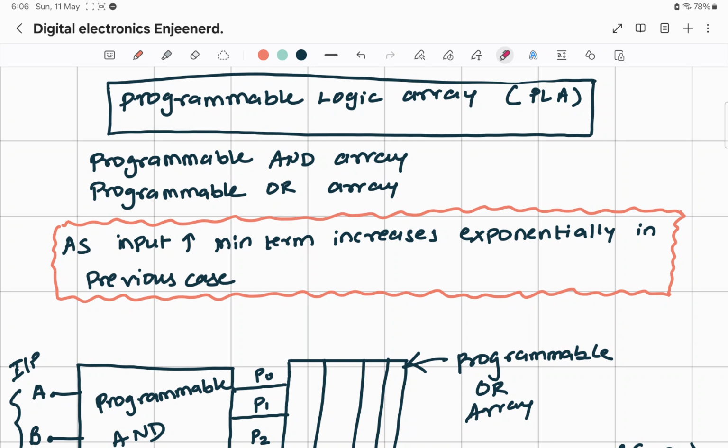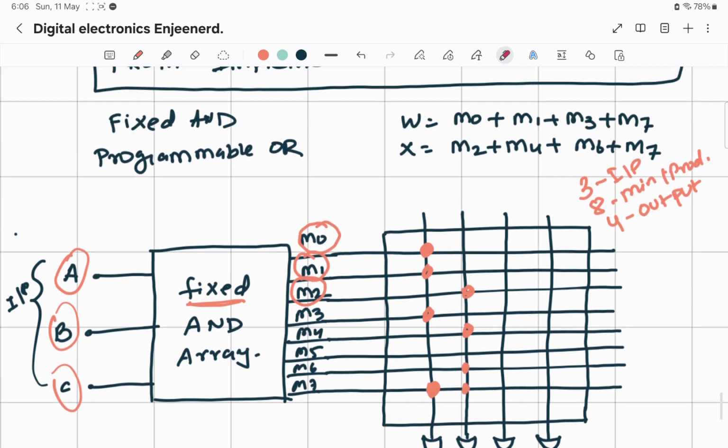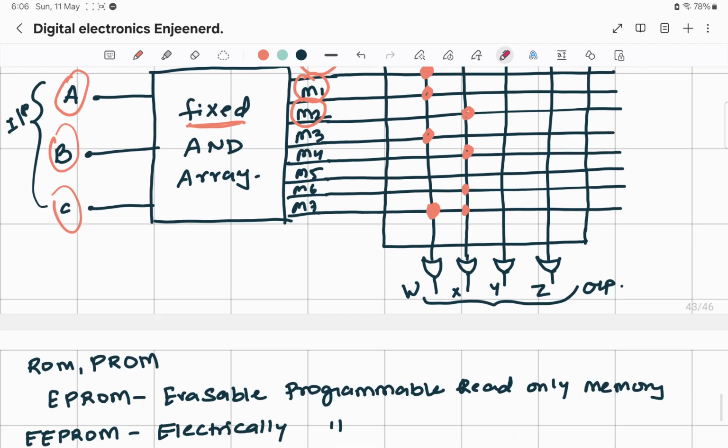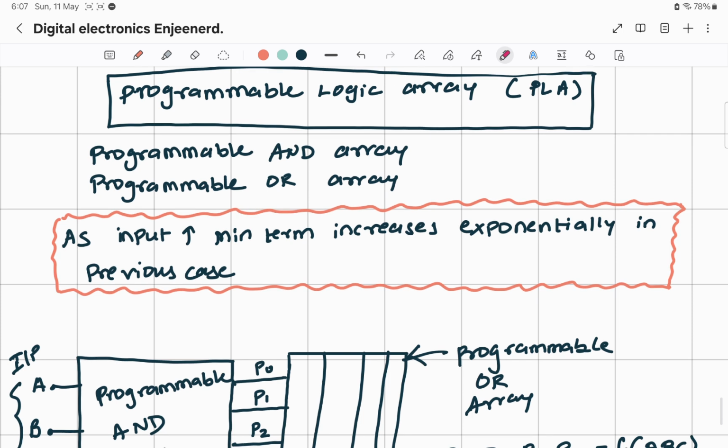So in the last video we had discussed what is PROM, in which you had a fixed AND array and a programmable OR array. But in a programmable logic array, you have both programmable.